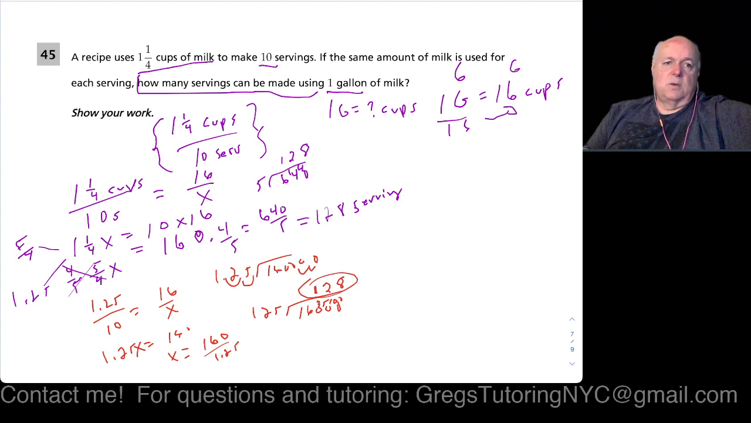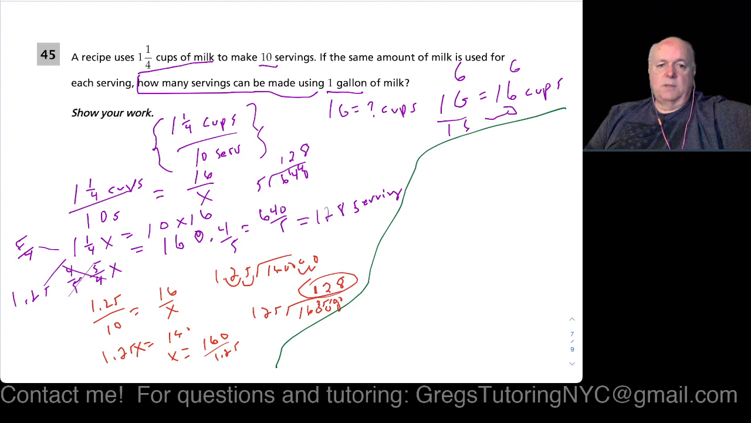Okay, there's another way to have viewed this problem. Let me draw some lines and change the color as well. Let's use dark green. Let's kind of block these off so that we have space to work in. One way was to take the 1 1/4 cups to the 10 servings and map it down to 1 cup. How many servings can 1 cup serve? Okay, and when we get that, then now we have the gallon, we can apply the 16 to it.